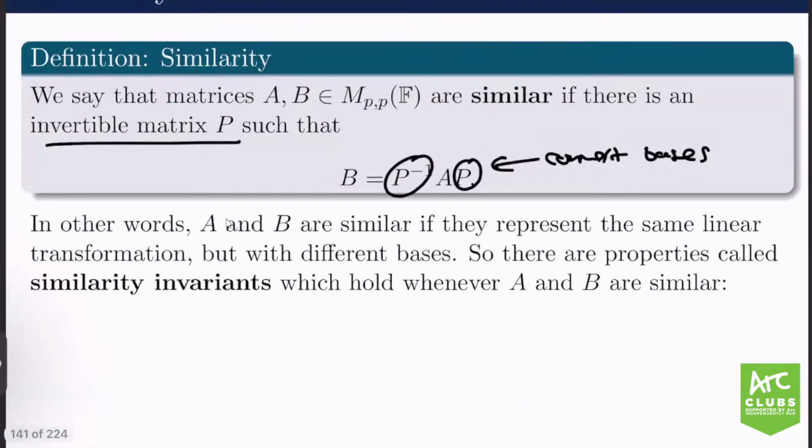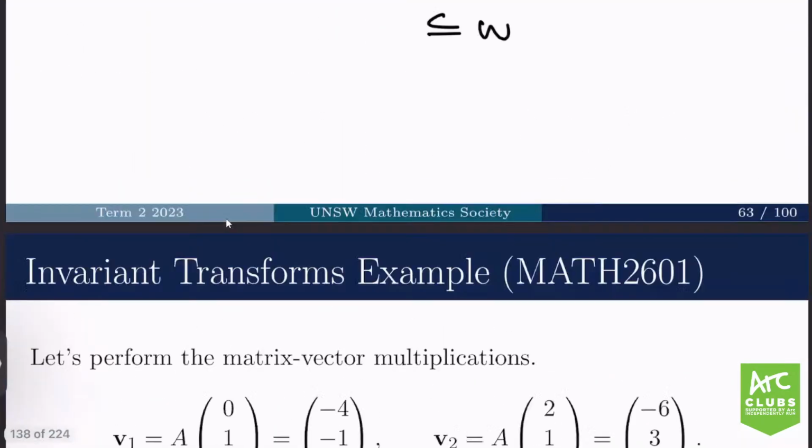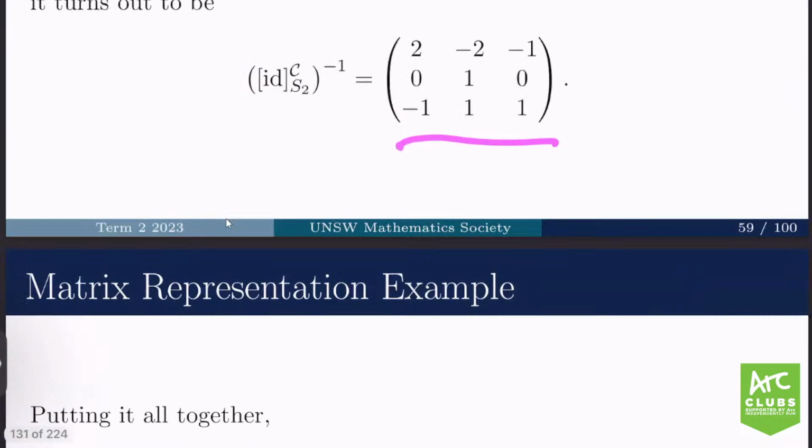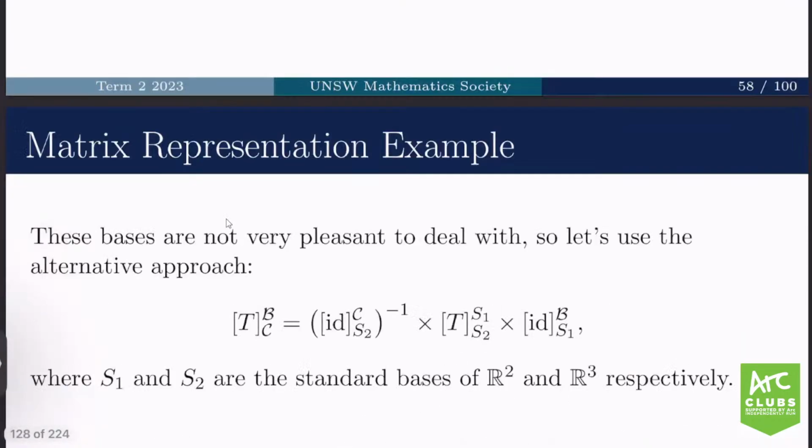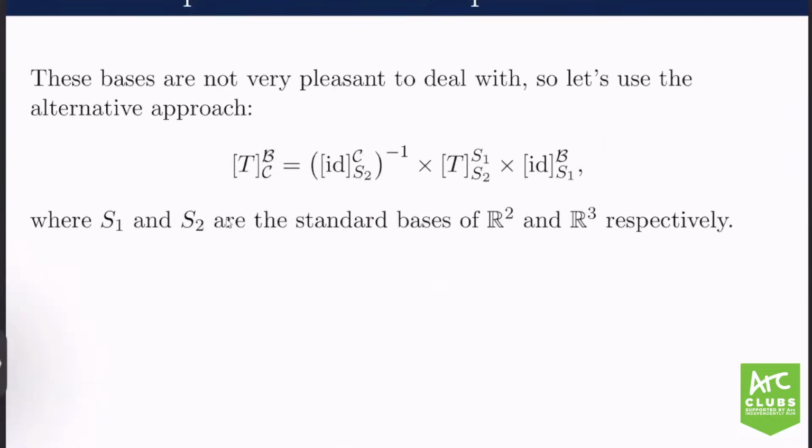And you can see that P inverse AP is very similar to this equation here, in order to represent a linear map with respect to two bases. Well, I guess in this case, four different bases, one in the codomain and another one in the domain. We sort of needed to sandwich it between these two different matrices.